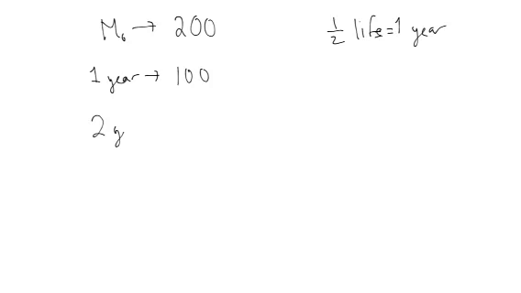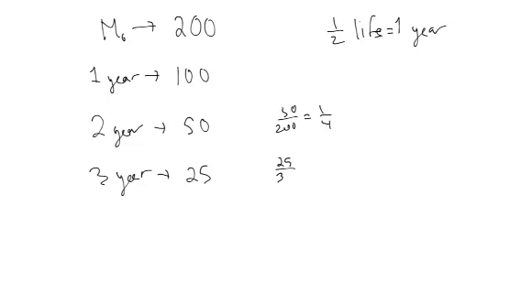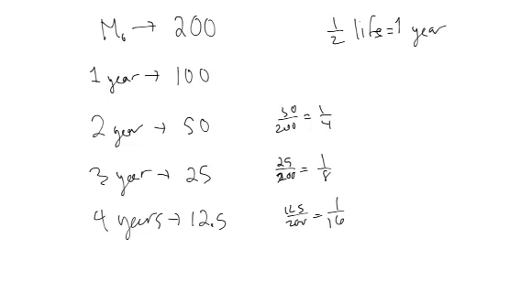All right, after 2 years, we would have half of that half, 50. And if you took 50 out of 200, you would find out that that is 25%, or 1/4. And then we add another half-life, another year goes by, and half of 50 is 25. And again, 25 out of the original 200 is 1/8. And then after 4 years, we have half of 25, which is 12.5. And again, 12.5, if you divide it by 200, you get the fraction 1/16.